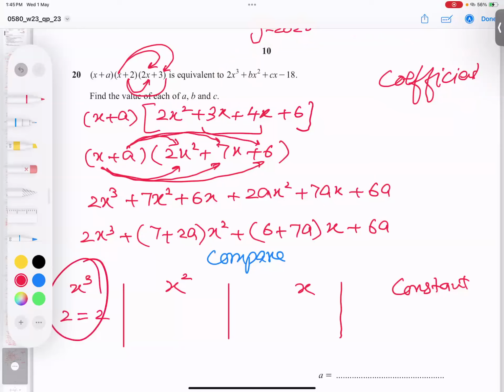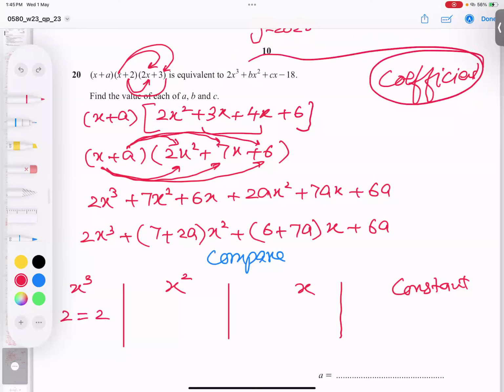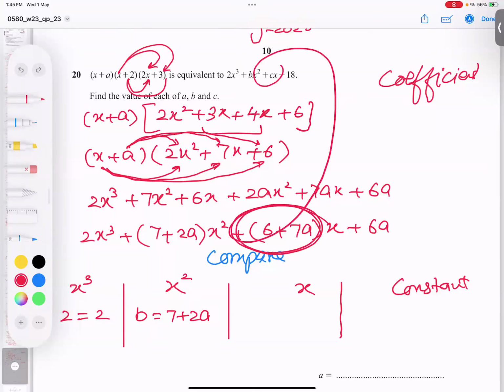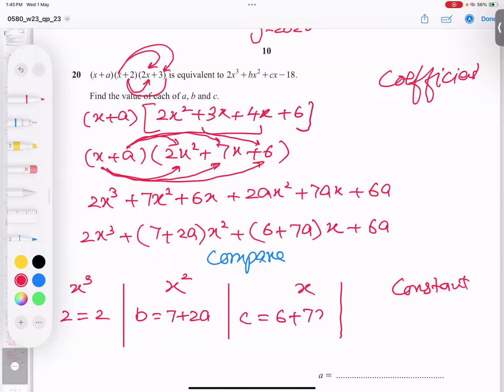You write this or you don't write it, no problem. The coefficient of x squared is b, and the coefficient of x squared here is 7 plus 2a. So I'm writing b is equal to 7 plus 2a. You can write it in any position, here or there, no problem at all. Repeat, 7 plus 2a equals b because of the x squared coefficient. Now let's talk about the x coefficient. What is the x coefficient here and what is the x coefficient here? So c is equal to 6 plus 7a.